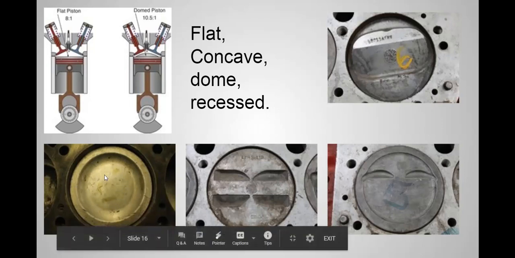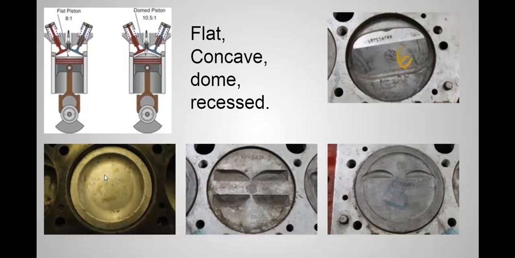Where we see most concave pistons is on diesel engines or small engines. The reason for the concave is sometimes the concave is used as the combustion chamber itself. For example, in a diesel engine, the cylinder head on top is perfectly flat. There's not very much of a combustion chamber, if any at all, so they use a concave piston to take the place of the combustion chamber.